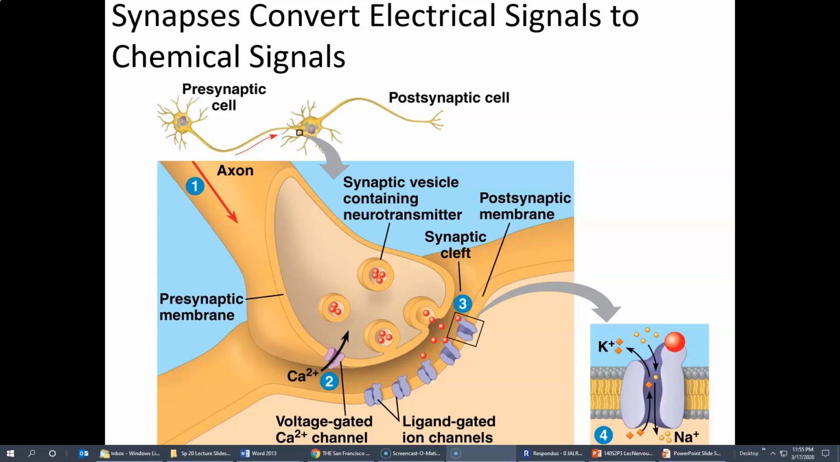The neurotransmitter travels across the synaptic cleft to the postsynaptic membrane, where it typically binds to some sort of ligand-gated ion channel, and that causes an action on the other side. So that's a fairly general view of what a synapse looks like or does.